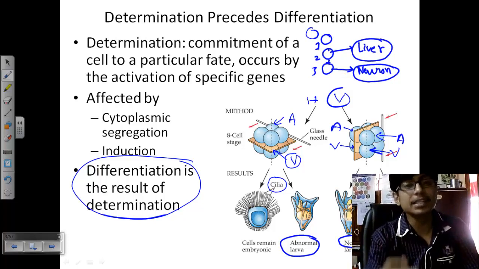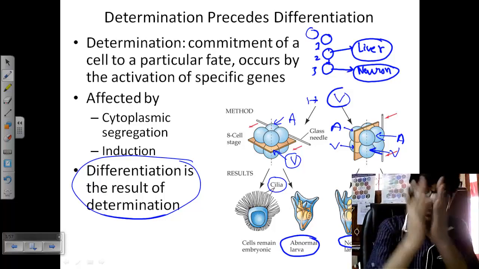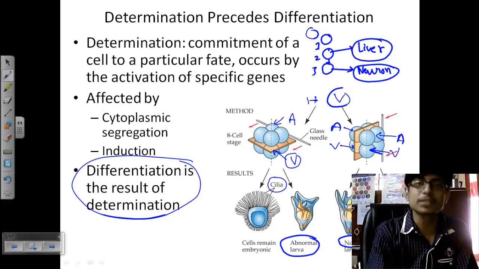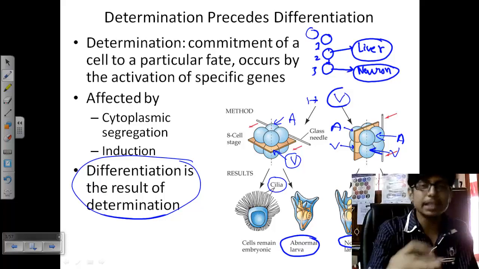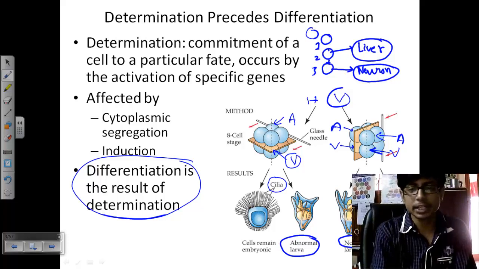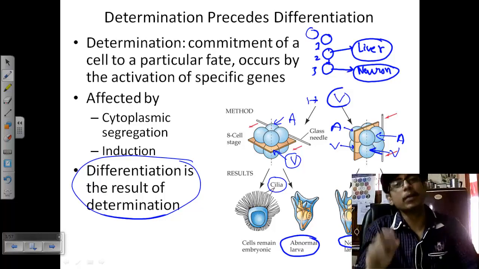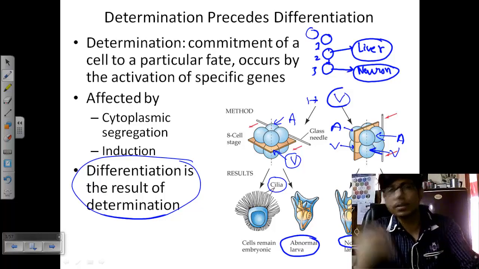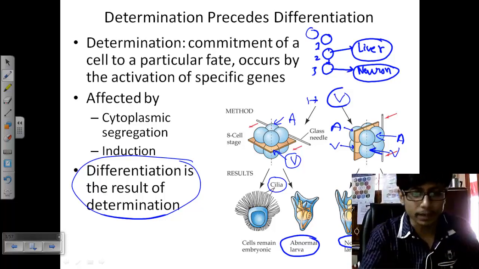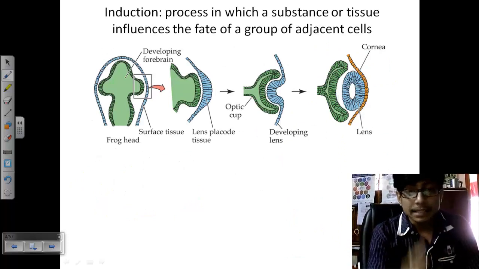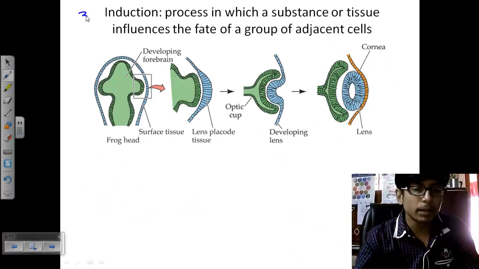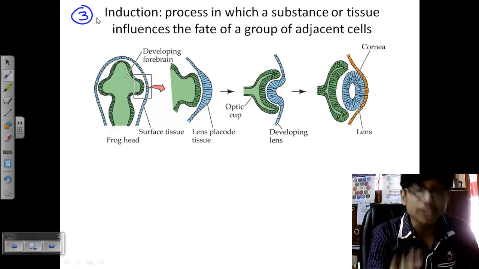So this gives us an important insight that the division and the segregation of cytoplasm is very important. You cannot segregate them horizontally. The vertical segregation is better because every embryo requires its animal pole as well as vegetal pole for proper development. The third important concept I want to talk about is induction.